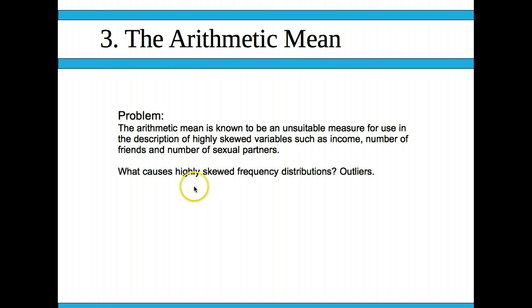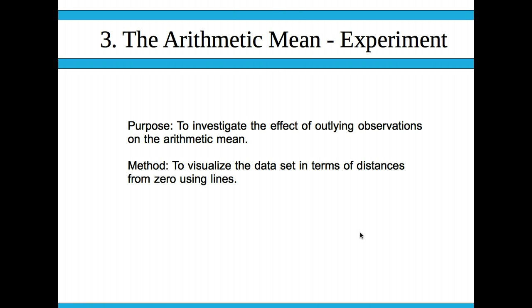So what causes these highly skewed frequency distributions? Well, the social causes for them, that's a completely different discussion. So forget about that. We're going to be talking about the outliers that cause these skewed distributions mathematically or statistically. So that's what we're going to be talking about in this case, just so you know that. The arithmetic mean.